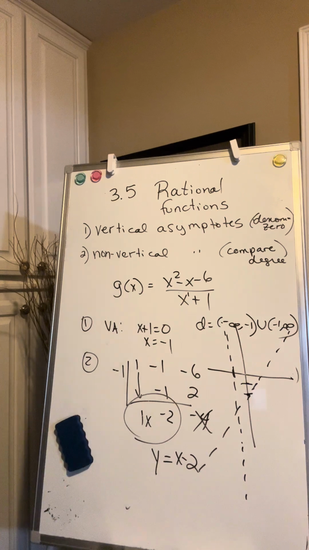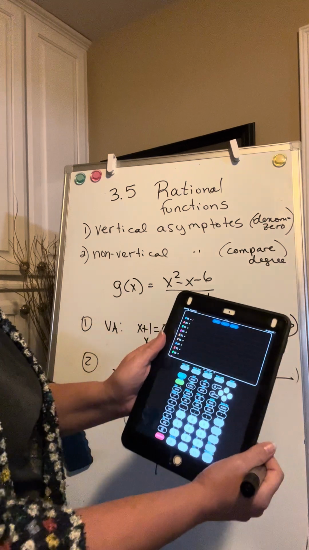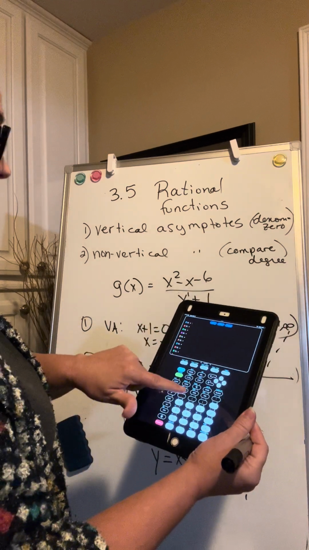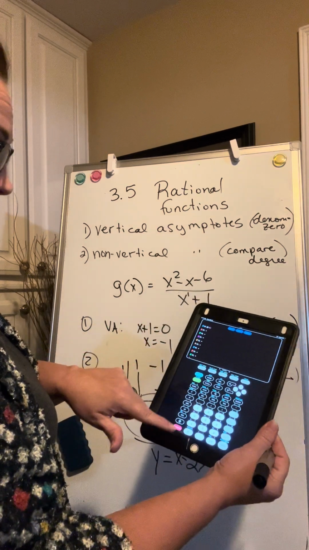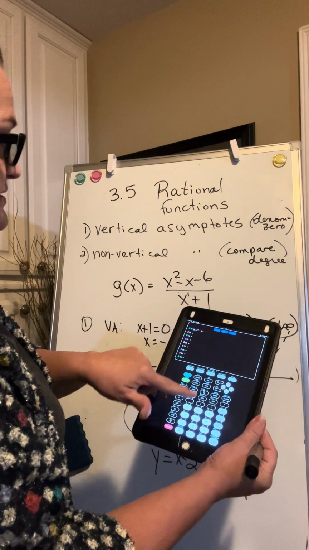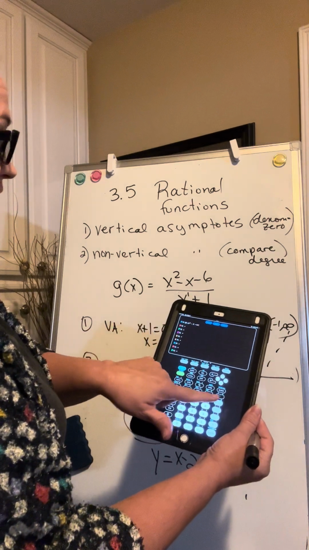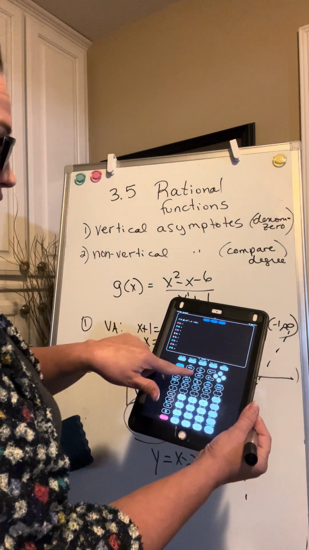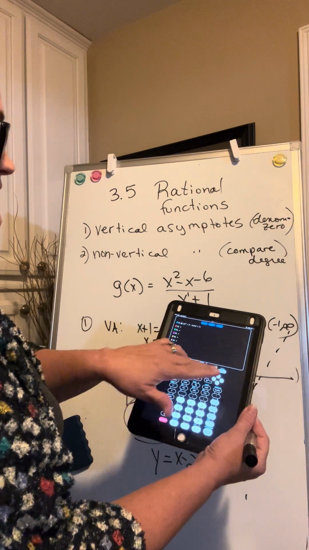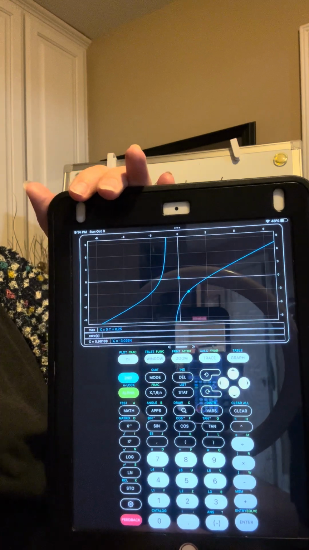Let's take a minute and do that on our graphing calculator. I want to go ahead and demonstrate that for you. So let's type that in. Y equals the numerator, x squared minus x minus 6, divided by the denominator. And notice I put the denominator also in a parenthesis, and then hit graph. And that's what the graph of that should look like.